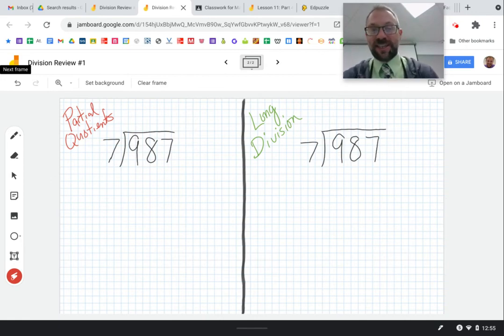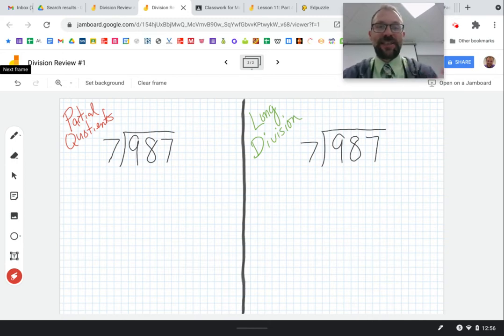But two, your practice work today looks just like this. You have 3 slides that are split in half, and you have the same problem written on both sides. And you're going to be asked to solve the same problem using 2 different strategies, partial quotients and long division. And you'll have to do that with 3 different problems. So you'll solve 6 problems in all, but there's only 3 different problems.